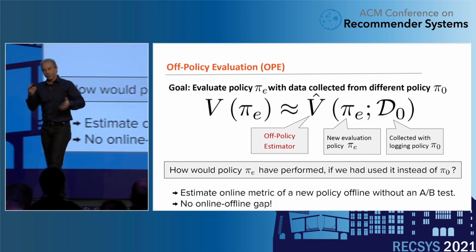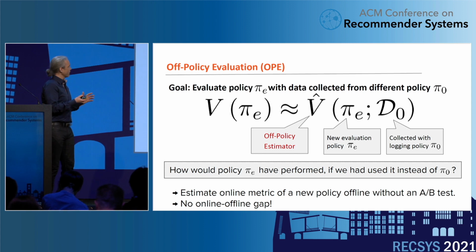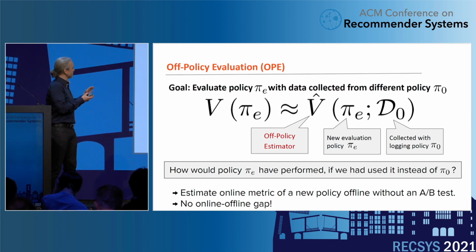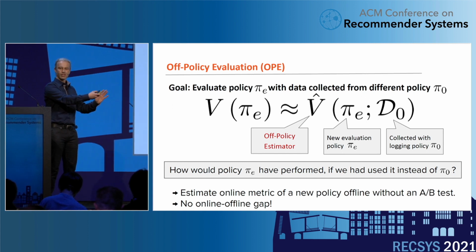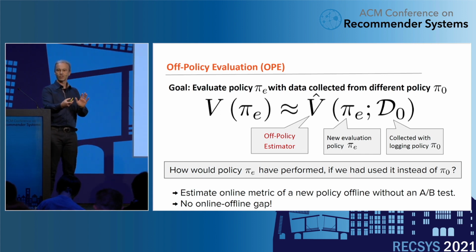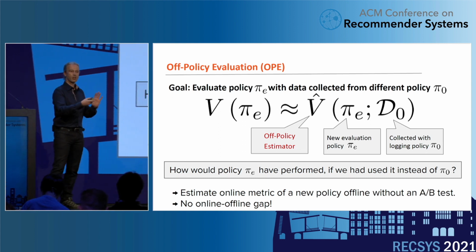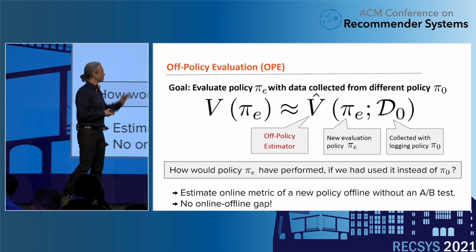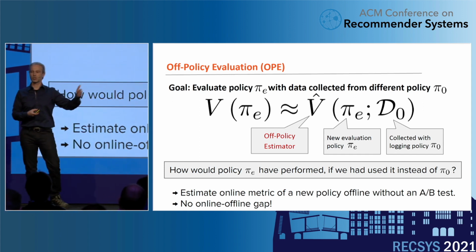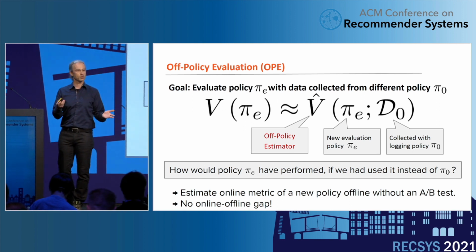And the way we'll think about it is answering this counterfactual question. Basically what this estimator does is it answers, how would pi e have performed if I had used it instead of the policy pi null that was actually running on the system? So it's this counterfactual question. That's why it's often called counterfactual evaluation, because you're kind of trying to turn back time and see how well you would have done if you had used a different policy.